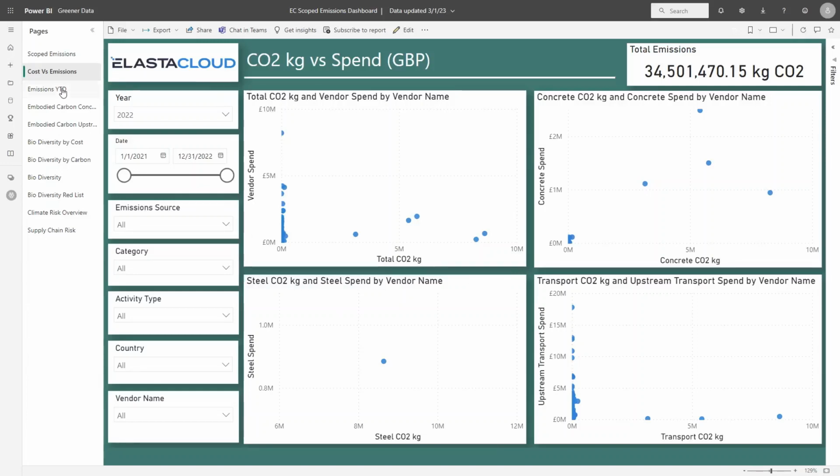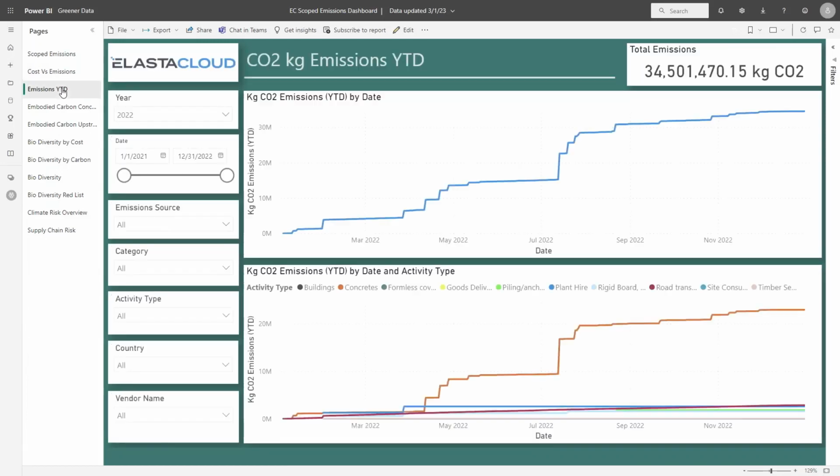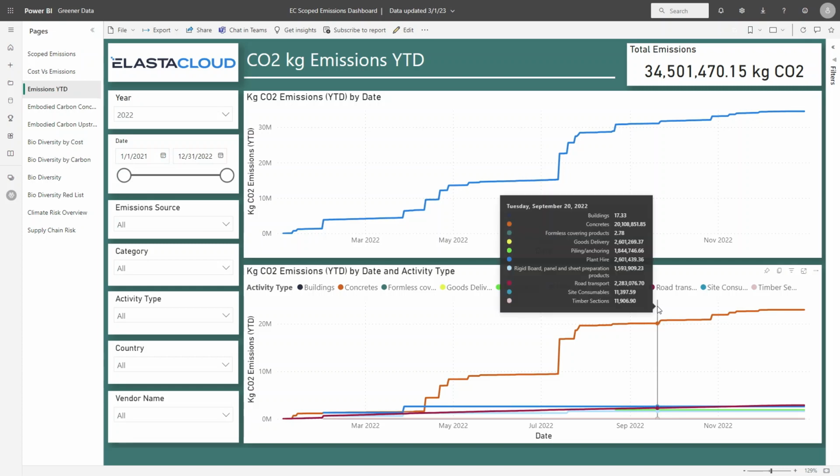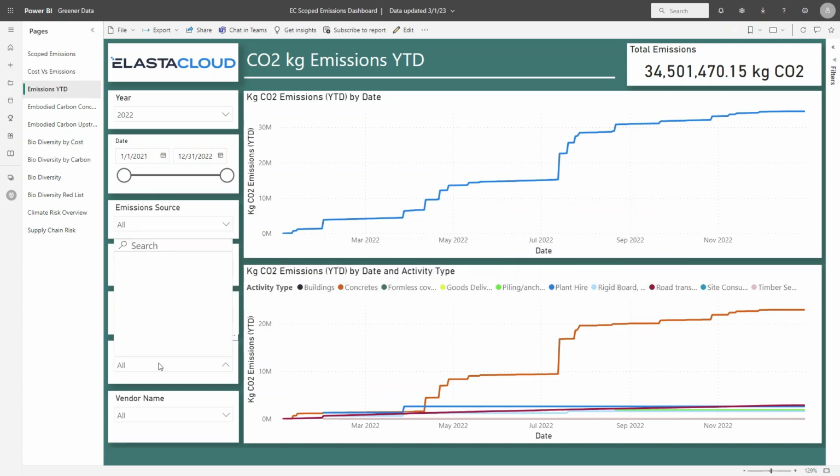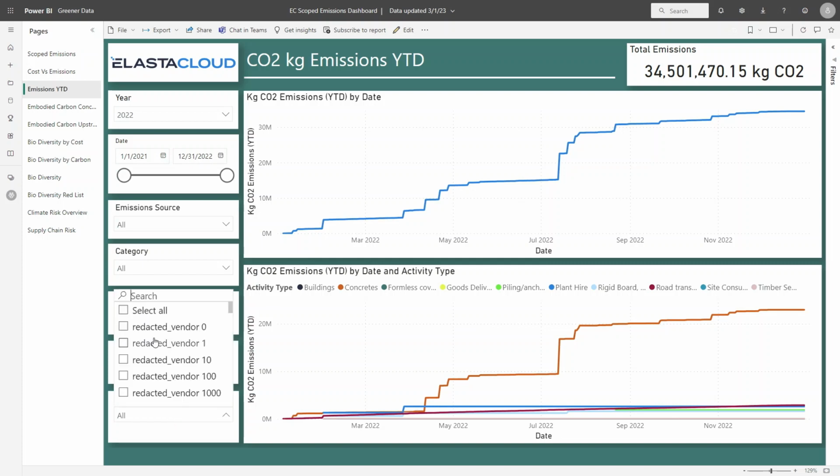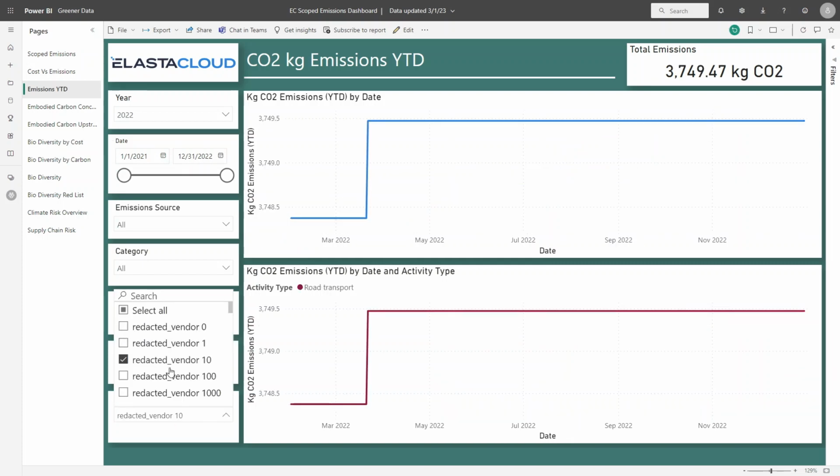On this next page, we have the year-to-date carbon dioxide emissions in kilos. Due to the granularity of our calculations over the dynamics data, we're able to view this on a cumulative graph and to show how emissions are changing over time. Currently, we are able to display these values by activity type, as shown on this visual at the bottom of the page, country, which can be selected in this left-hand menu, and vendor, for example, vendor 10.